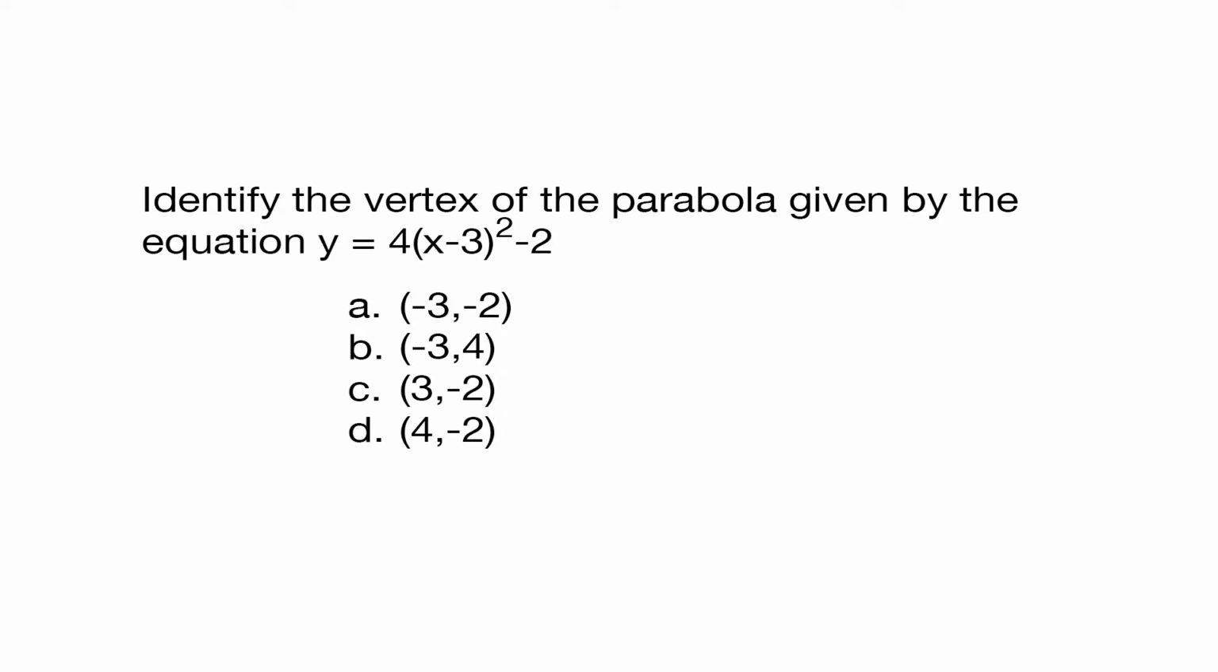Identify the vertex of the parabola given by the equation y is equal to 4 times x minus 3 squared minus 2. Is it A, negative 3 and negative 2, B, negative 3, 4, C, 3, negative 2, or D, 4, negative 2? The answer is C, 3 and negative 2.